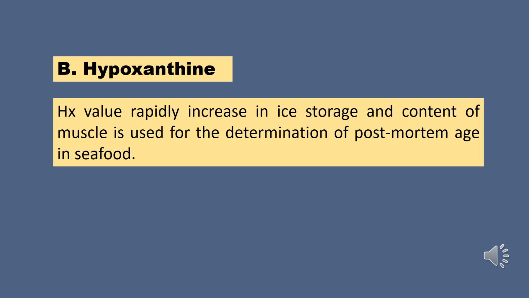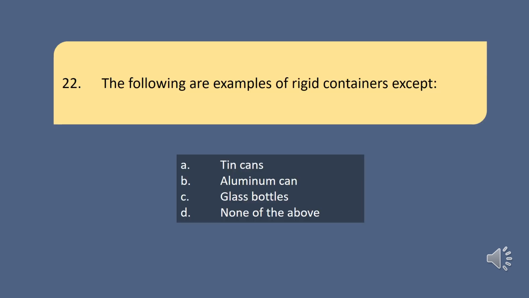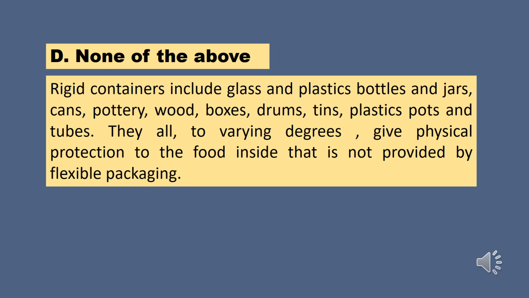Hypoxanthine. HX value rapidly increases in ice storage and content of mussel is used for the determination of post-mortem age in seafood. 22. The following are examples of rigid containers except A. Tin cans. B. Aluminum can. C. Glass bottles. D. None of the above. The correct answer is letter D.